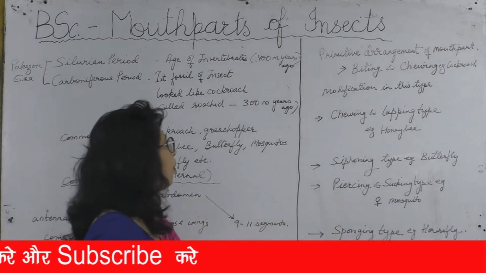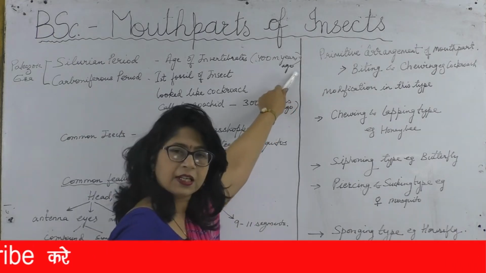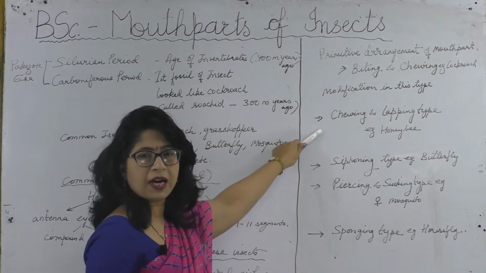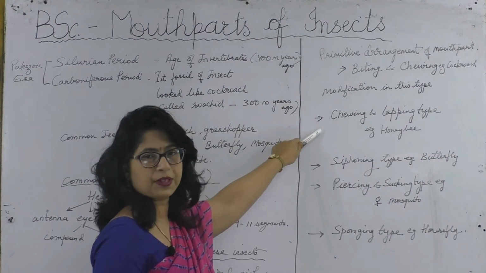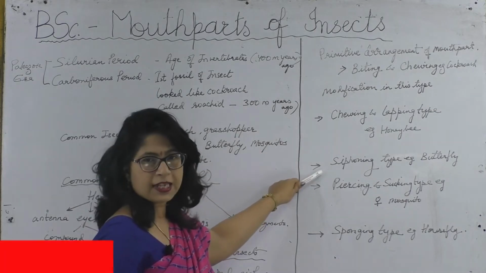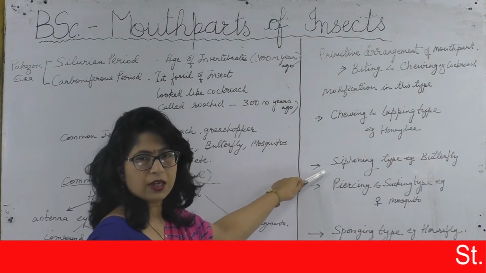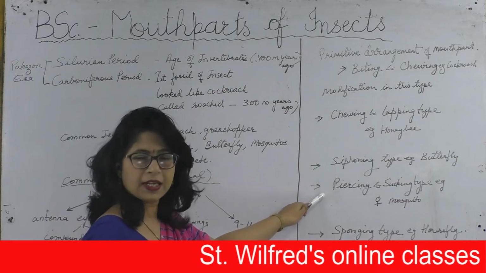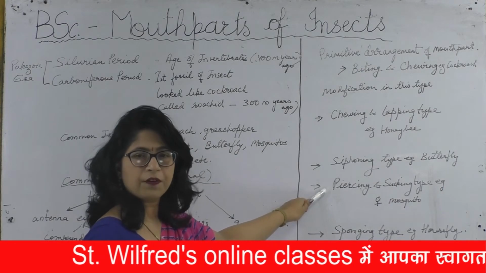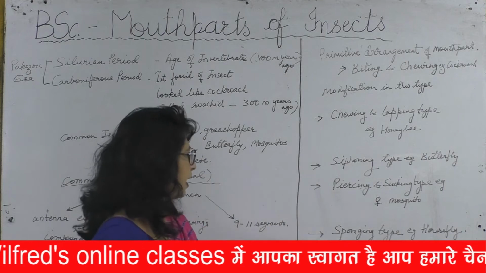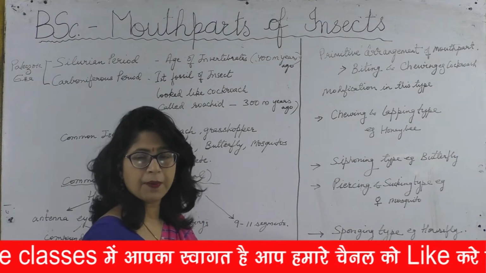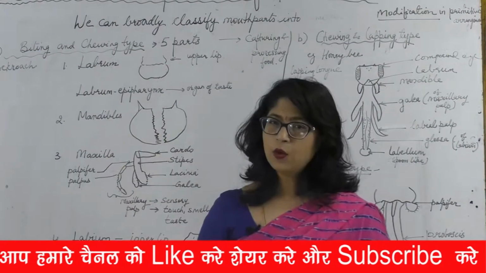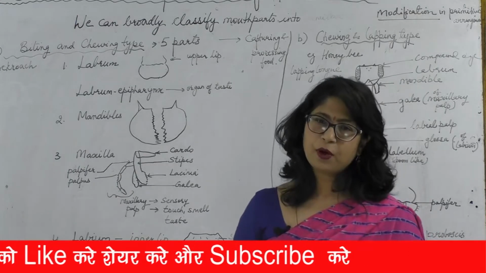For example, the modification in biting and chewing type is the primitive type of mouth part. We find chewing and lapping type of mouth part in honeybees. Then we find siphoning type of mouth part, found in butterflies. Then we find piercing and sucking type of mouth part, found in female mosquitoes. The next type of mouth part is called the sponging type, and this type is found in the housefly.